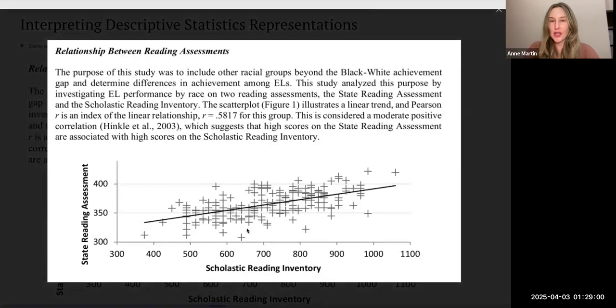So here you can get a closer look. Here you can see their scatter plot where they have the relationship. Here they have Scholastic Reading Inventory and the state reading assessment. You can see that there is a somewhat positive correlation. And here you can see their correlation statistic. It is a moderate positive correlation, 0.58.